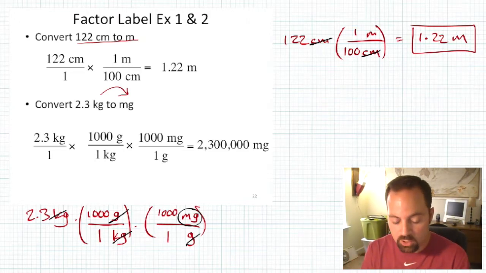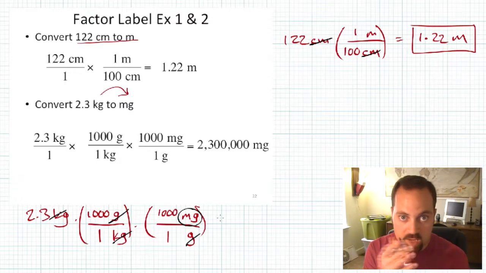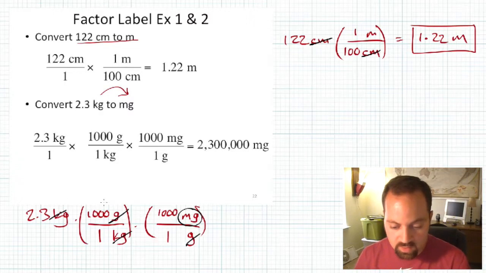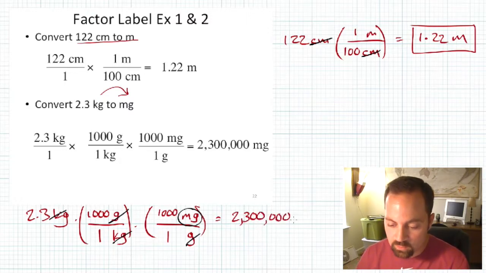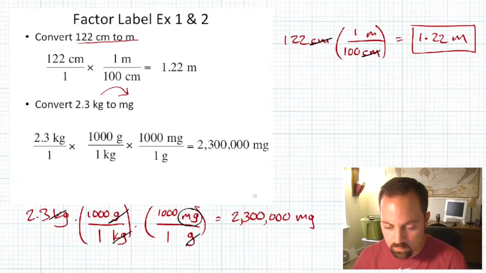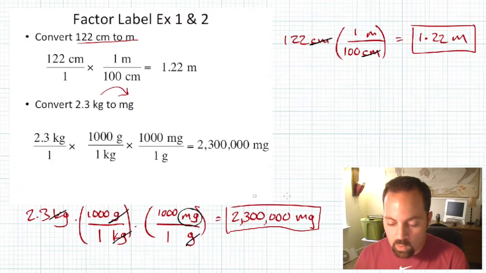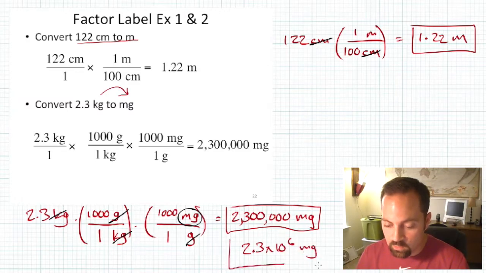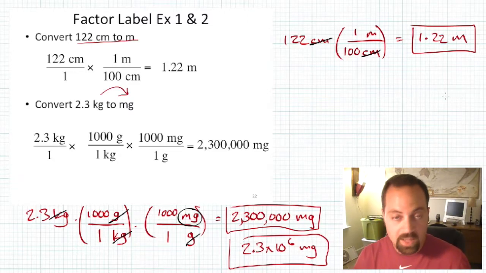All that's left is simply to punch in what I've got here into my calculator, and I'll have my new conversion in my new unit. So 2.3 times 1,000 times 1,000, that'll be 2,300,000 milligrams. Just like that. You also may want to write this in scientific notation. You might say 2.3 times 10 to the 6th milligrams. That's perfectly fine as well. In fact, that's a little more concise. But that's how we do it.